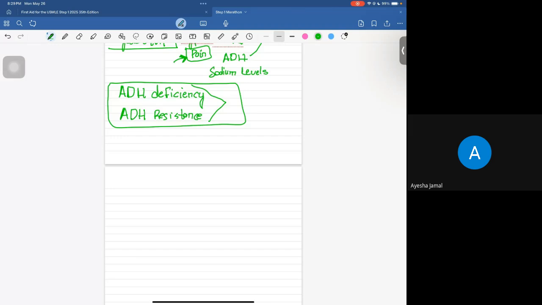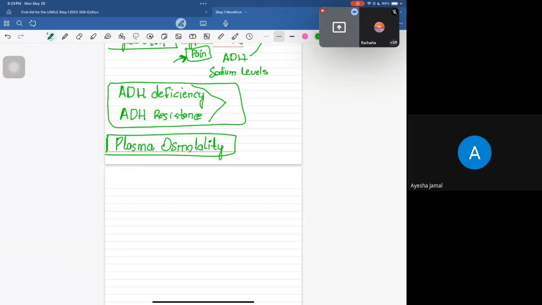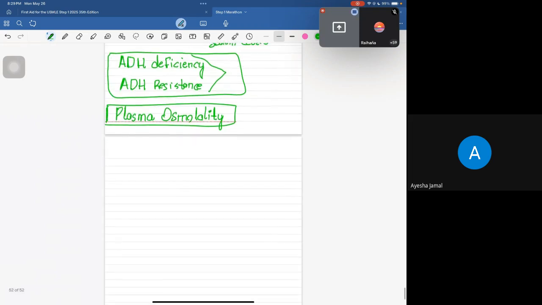So now here we come against another concept, which is known as the plasma osmolality. So what is plasma osmolality? Whenever you are solving any question in the UL, 60 to 70% of the questions are going to mention plasma osmolality, right? So what is plasma osmolality?